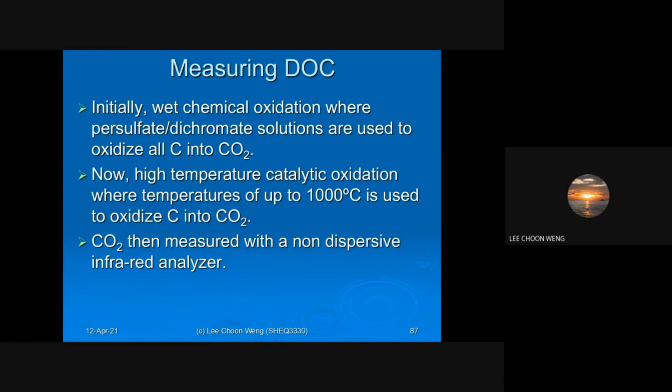So measuring DOC was quite controversial in the beginning. Initially, wet chemical oxidation was used, with persulfate and dichromate solutions, where all the carbon in the seawater sample was oxidized into CO2, and then the CO2 is measured with a non-dispersive infrared analyzer.